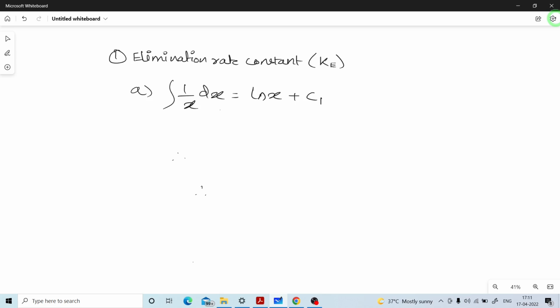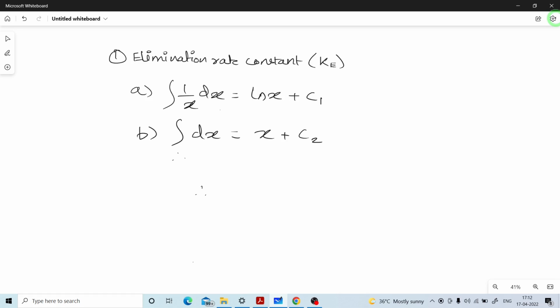The second formula is integration of dx, or 1 dx, is always equal to x plus an integration constant, that is C2. See that in case of indefinite integration, your answer will always be associated with the integration constant. The numbering which I have given over here is just to differentiate C1 and C2 from one another. C1 is the integration constant of the first formula, C2 is the integration constant of the second formula.